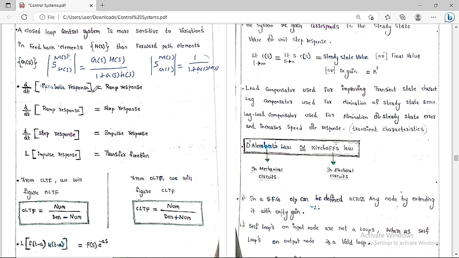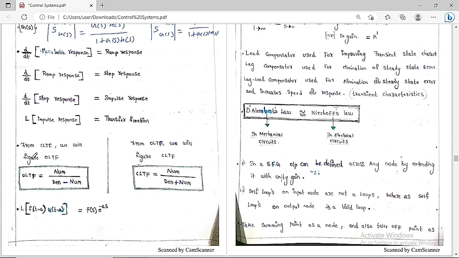Finally, the derivative of the parabolic response is the ramp response, the derivative of the ramp response is the step response, the derivative of the step response is the impulse response, and the Laplace transform of the impulse response is the transfer function of the system. The vice versa is also true: the integration of the ramp response is the parabolic response, the integration of the step response is the ramp response, and the integration of the impulse response is the step response. These things you always have to keep in mind.